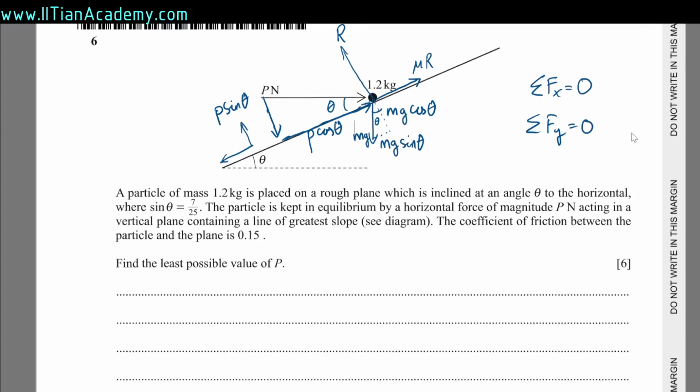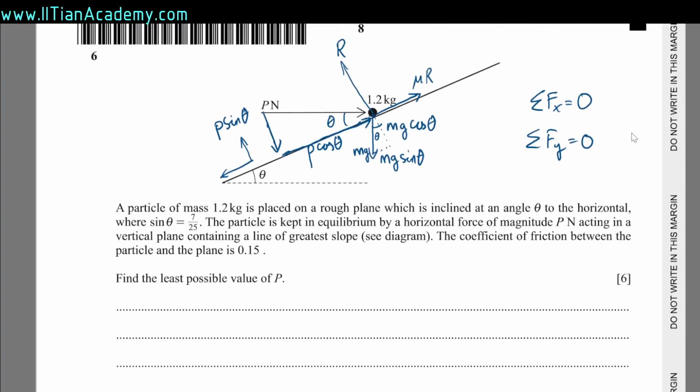So now we can write up the sum of the forces in each of the directions. So for the vertical forces, we have R acting upwards, and mg cosine theta acting downwards. So mg cosine theta plus P sine theta, the forces that are acting downwards, is equal to the force that is acting upwards, which is just R.